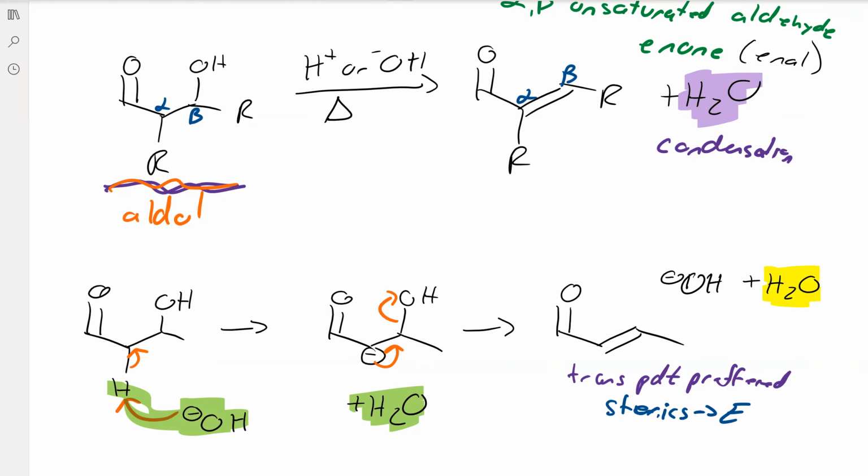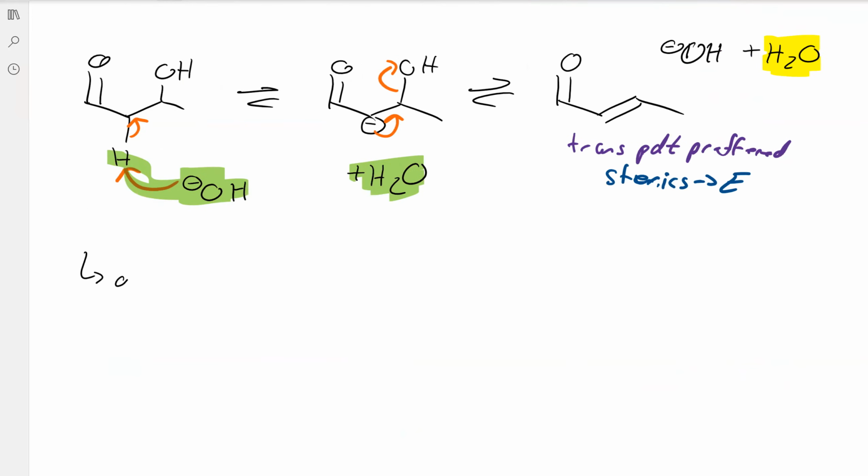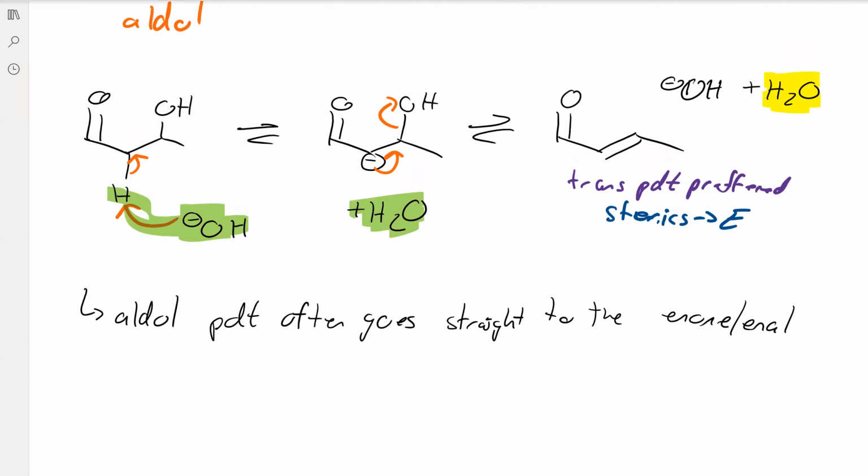And it's important that water is a product here because all of these reactions are actually in equilibrium. And we can drive the equilibrium towards the right by getting rid of the water, right, through some distillation. And so this aldol, this starting material, often goes straight to the enone/enal. And so your addition product, you oftentimes can't isolate it. Sometimes you can, sometimes you can't.